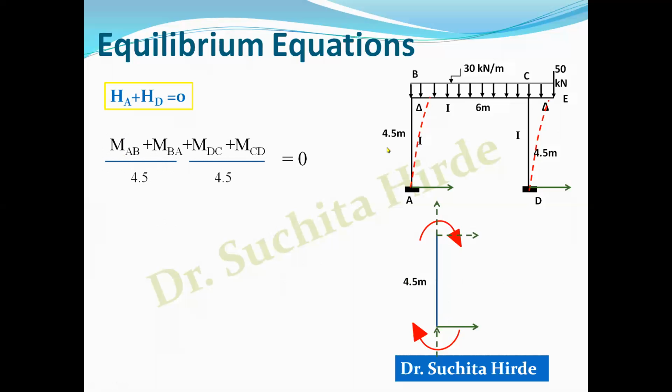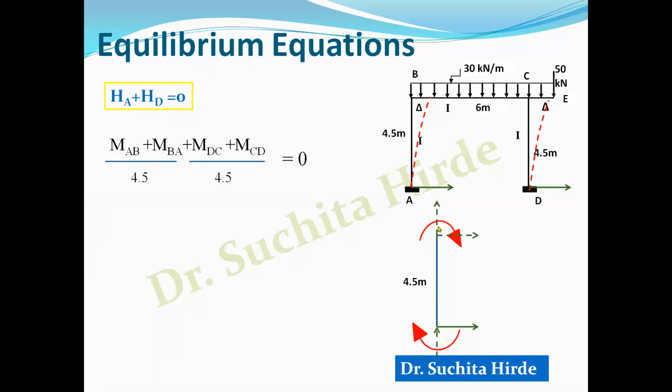Now remember that if there is horizontal force, the moment of that force will also be there in this equation. And while writing this equation, this force will appear in this equation also. So this is that shear equation. Now what is MAB, MBA, MDC and MCD? These are nothing but the slope deflection equations which we have already derived.